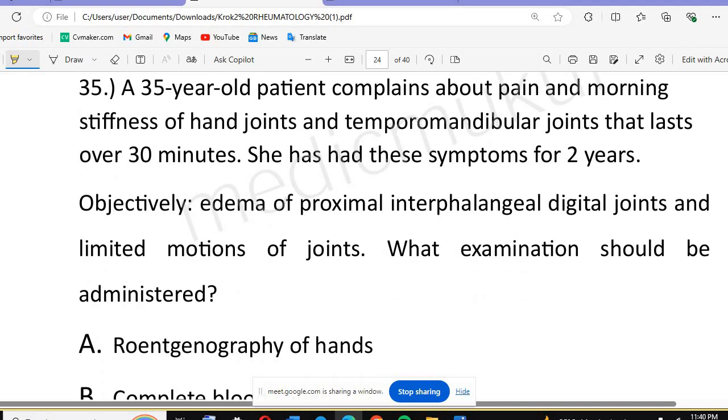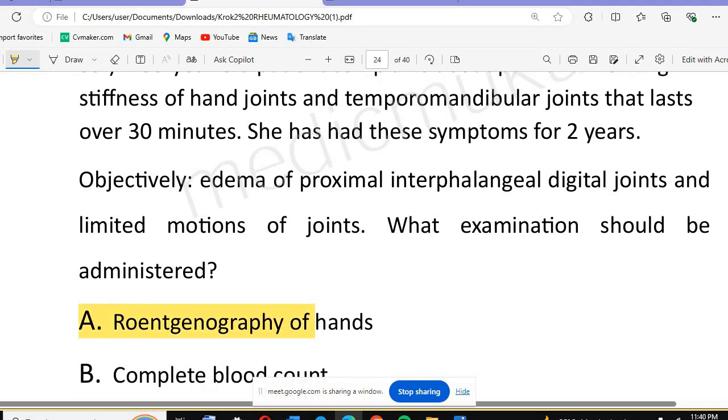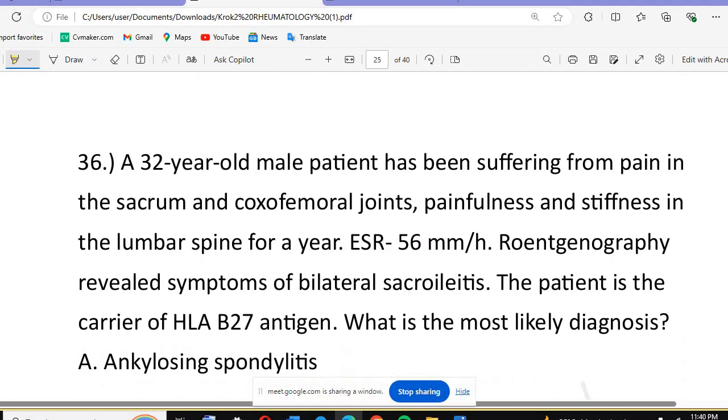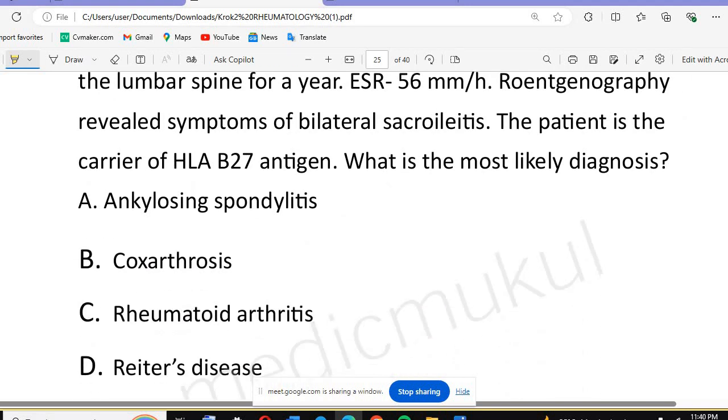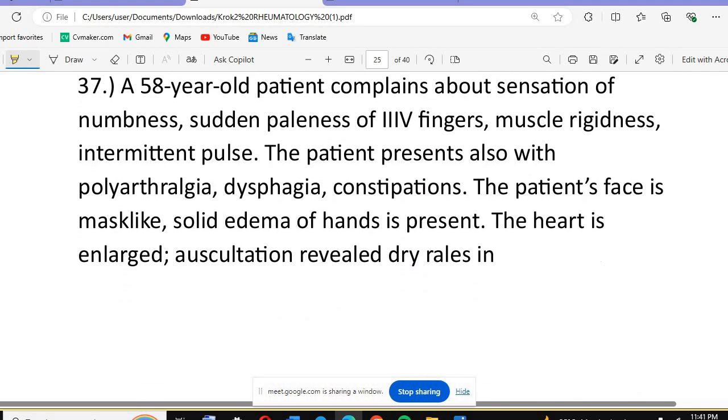Then question number 35. The question number 35 is again the same question, that is the repeated. So what you will do? You will do the X-ray of the hands. The HLA-B27. This is the repeated question. Ankylosing spondylitis.